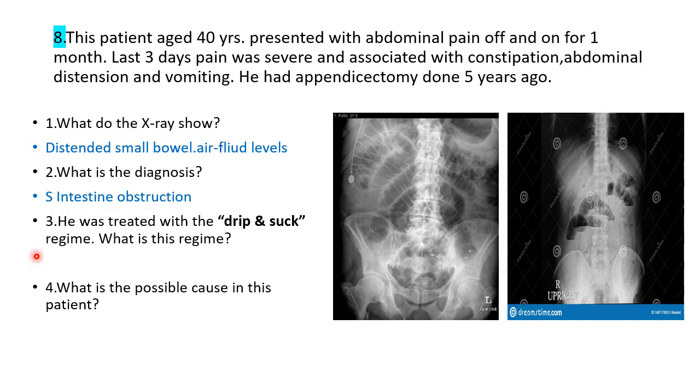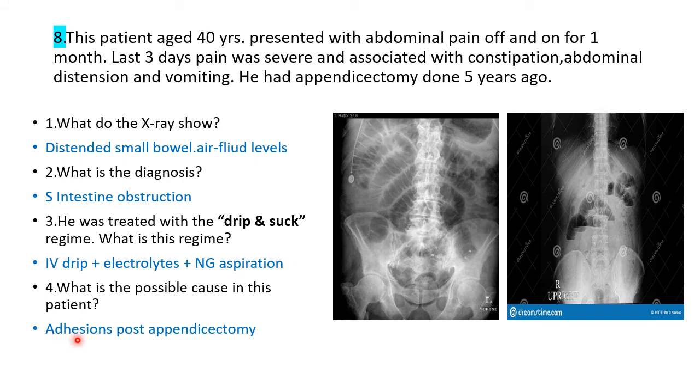He was treated with drip and suck regime. What is this regime? This regime consists of an IV drip with electrolytes and passing an NG tube to aspirate the stomach and decompress the stomach and the small intestine. What is the possible cause of this obstruction in this patient? Adhesions post appendicectomy.